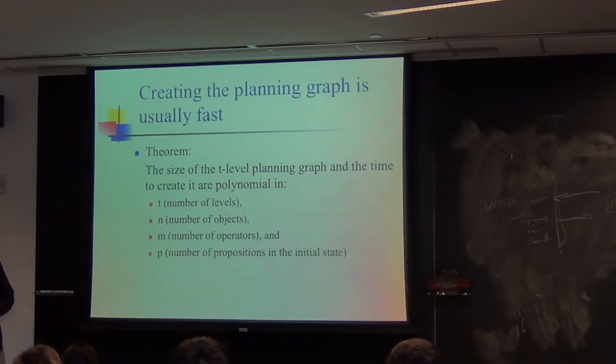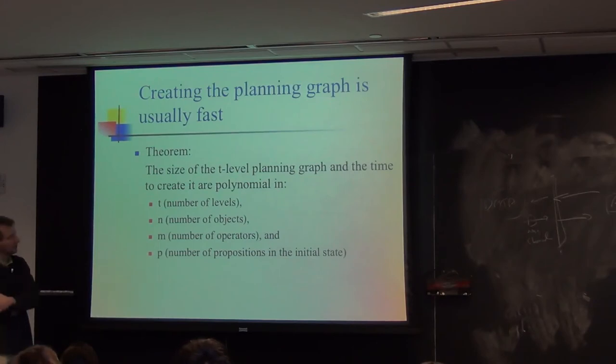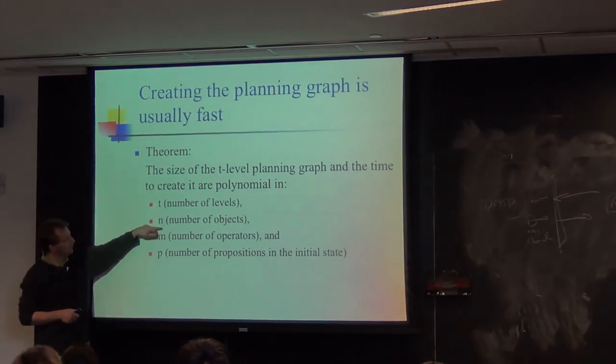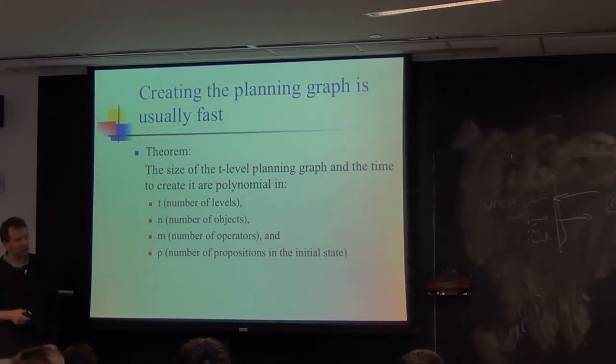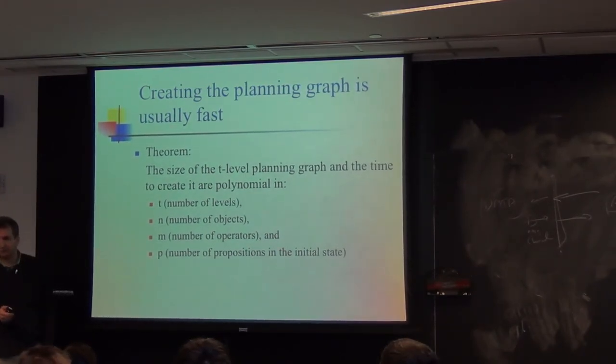Okay, so creating the plan graph is usually very fast. As I said, it's polynomial time to create this. The size of the T-level plan graph and the time to create it are polynomial in the number of levels, the number of objects in it, the number of operators, and the number of propositions in the initial state. Okay?